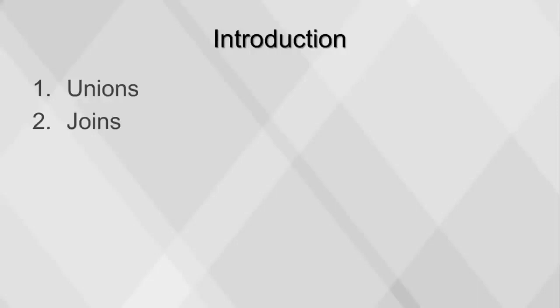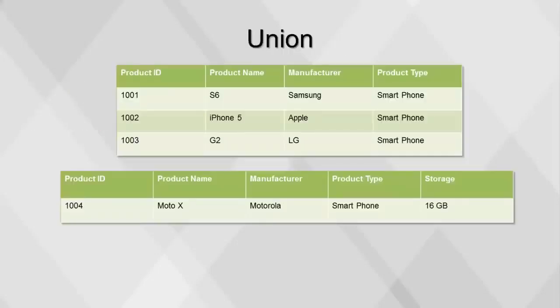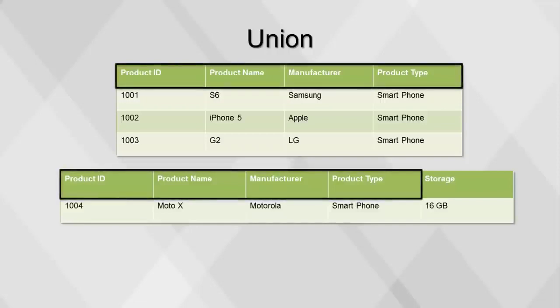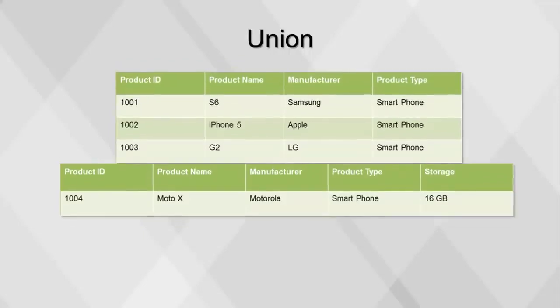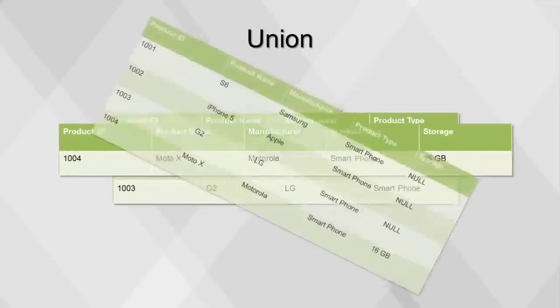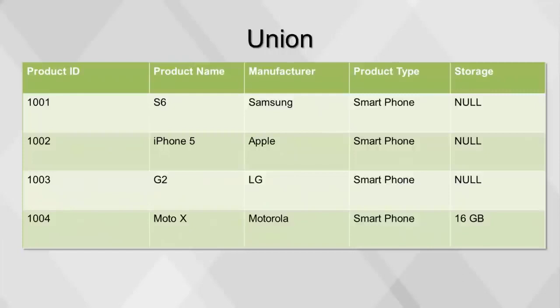This video will cover unions and joins. Union is also referred to as appending, concatenating, or combining two tables vertically, or simply adding rows. The tables should have the same variable names, types, and sizes. Variables that are in only one table will receive null or missing values for the rows from the tables that do not contain them. In this union, our two tables, one with 3 rows and one with 1 row, will combine to create one larger table, which has 4 rows.